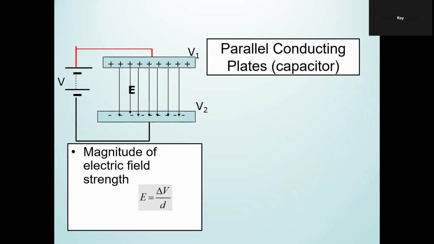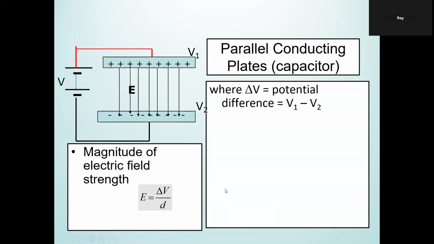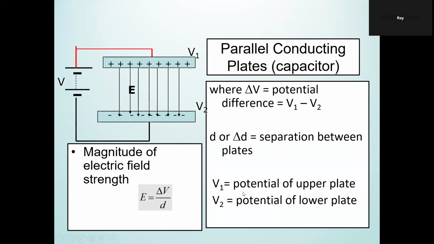Magnitude of electric field strength for parallel conducting plates is the potential difference divided by the separation. V1 is higher potential, V2 is lower potential. You're required to recall and use this formula.